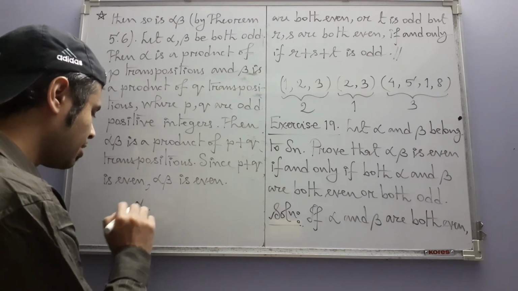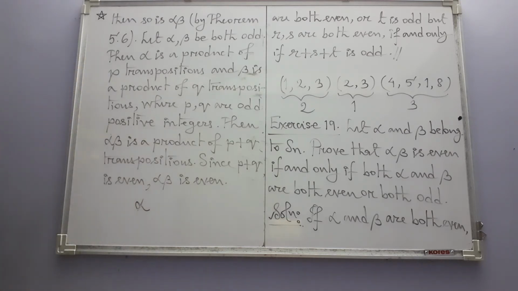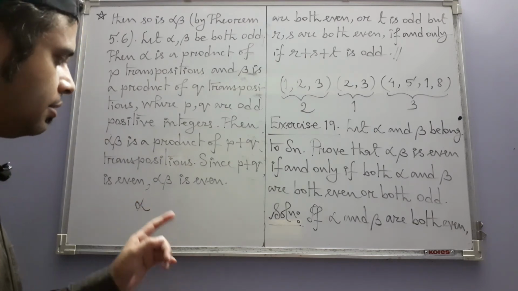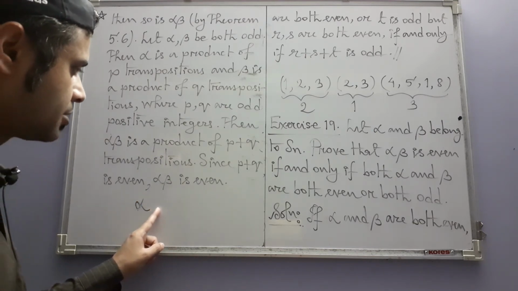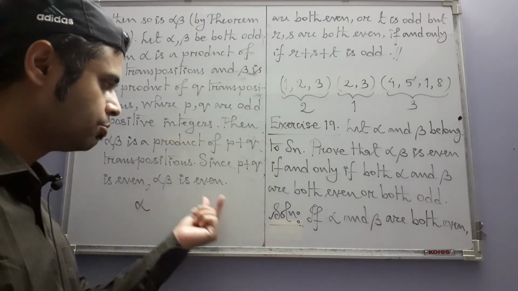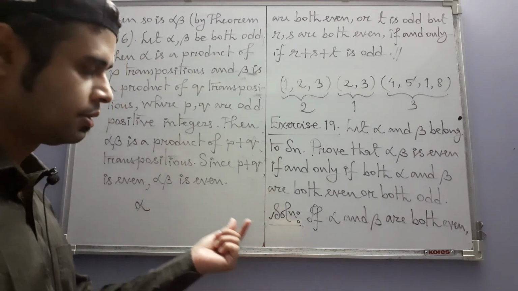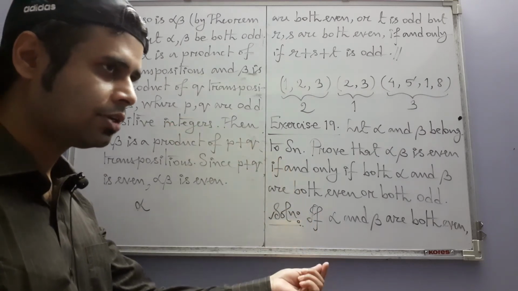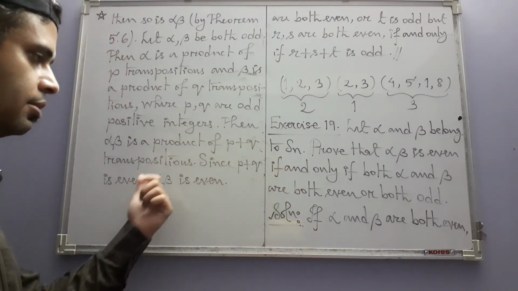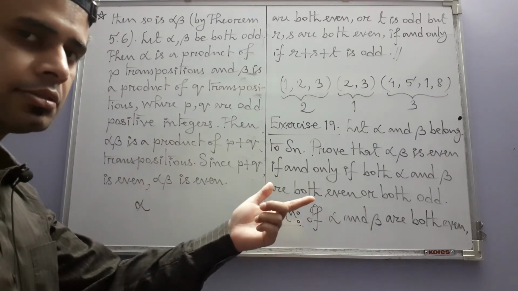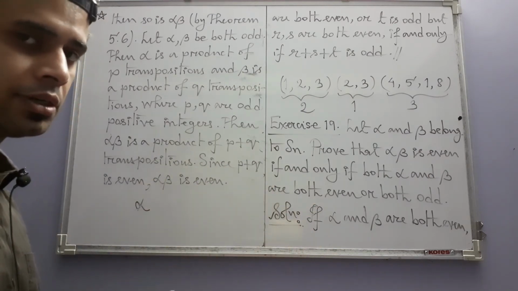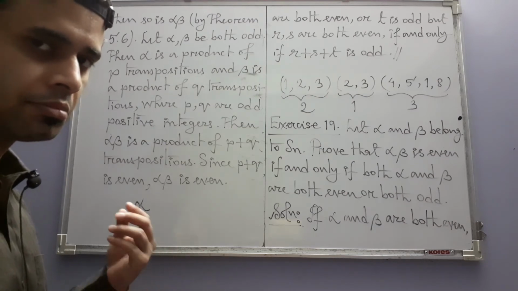Say you have a permutation alpha. Alpha is defined to be even if it can be expressed as an even number of 2 cycles. If that number of 2 cycles is even, then alpha is even. If that number of 2 cycles is odd, then alpha is odd. This is the definition of evenness and oddness of a permutation.